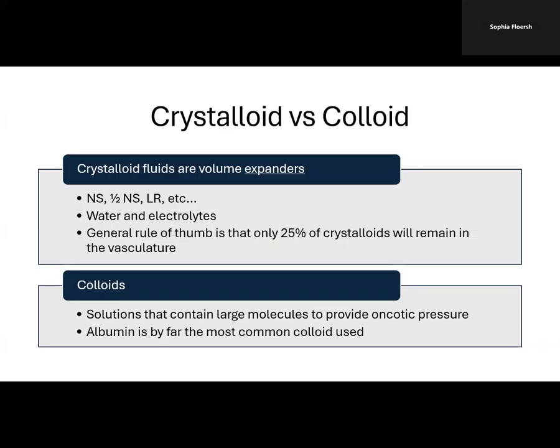Then you've got your colloids, solutions that contain large molecules to provide oncotic pressure. Albumin is by far the most commonly used colloid. With albumin, a protein that's going to keep things in the vasculature, we're giving it so that the fluid will move and stay in the bloodstream.